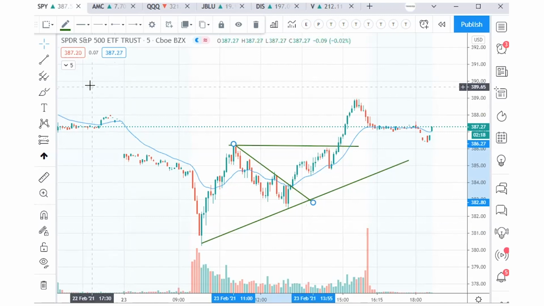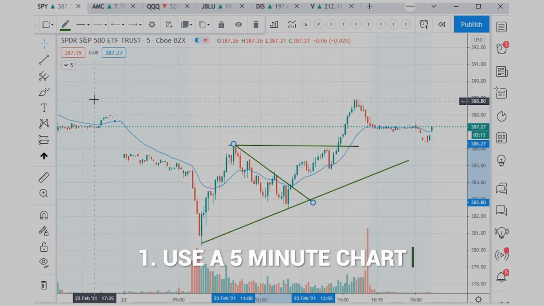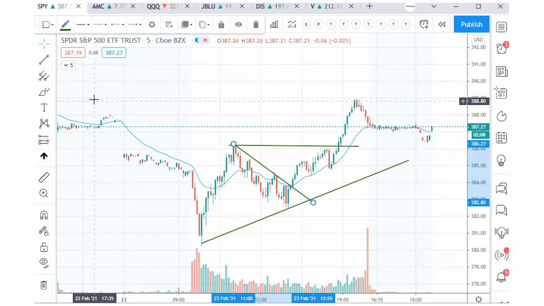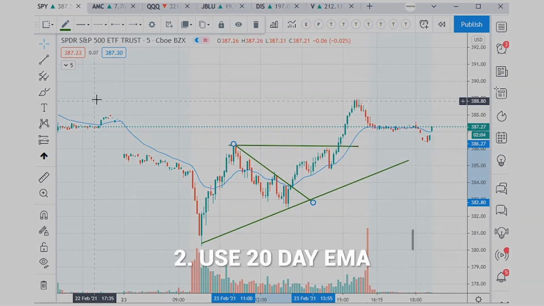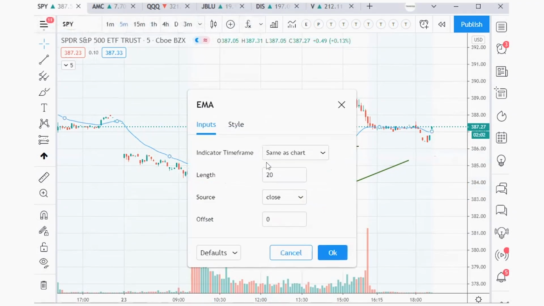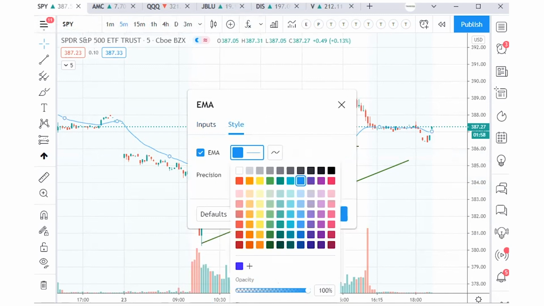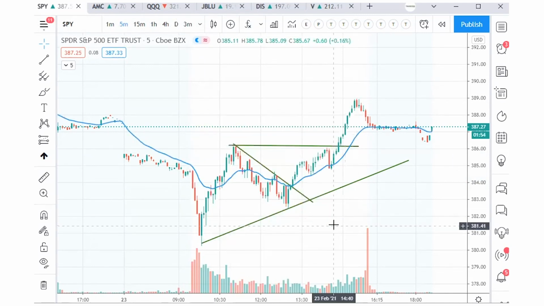Now, there are a few pivotal things that you're going to need for this strategy. Number one, I like to use this on a 5-minute chart. This is best used on a 5-minute chart. Number two, you're going to need a 20-day exponential moving average, which is this blue line right here. If I double click it on TradingView, you can see it's a 20-day. We can make it a different color, a different thickness, whatever you guys see better.